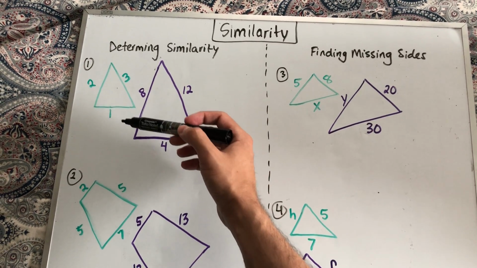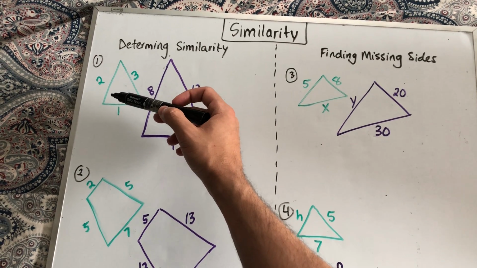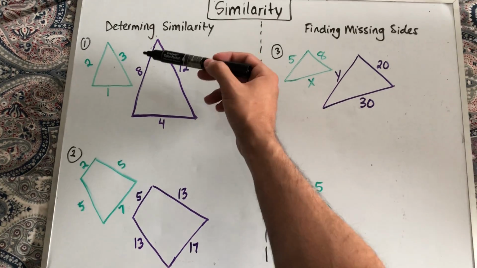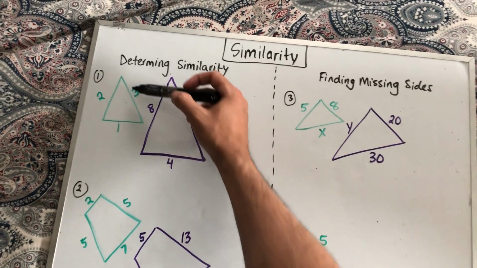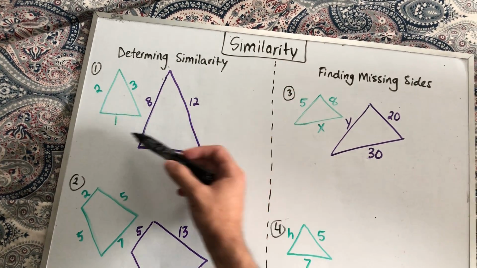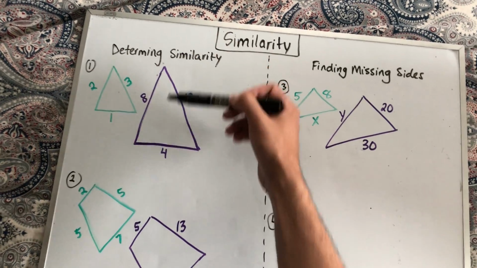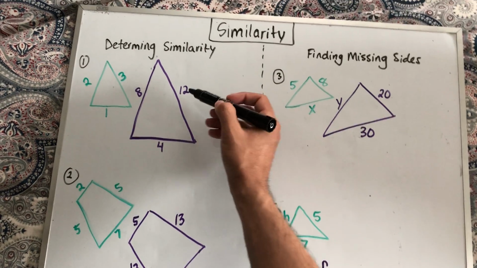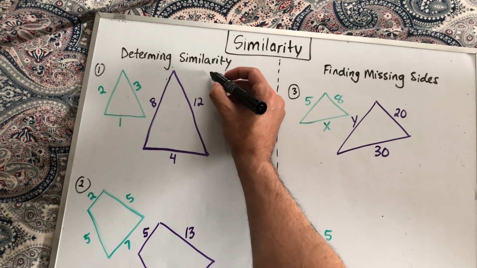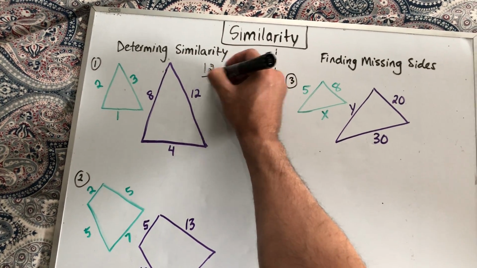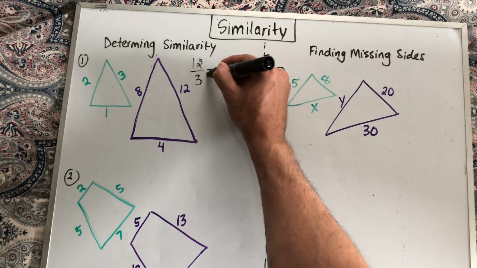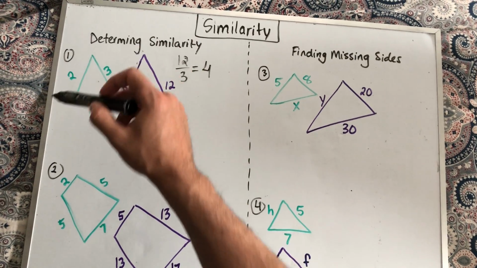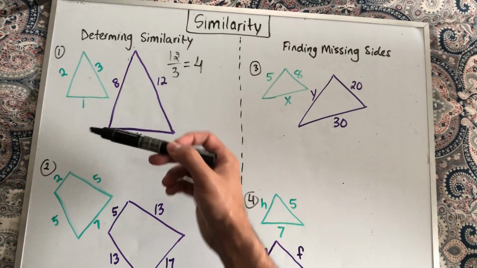The scale factor is basically the number that is being multiplied in order for one shape to become the other. So for example, number 1, if you look at it, 3 corresponds with the 12, 1 corresponds with the 4, 2 corresponds with the 8, but we're going to see if this is actually similar. So if you do 12 divided by 3, you do get 4. So if this was similar, you should be getting 4 for all corresponding sides.